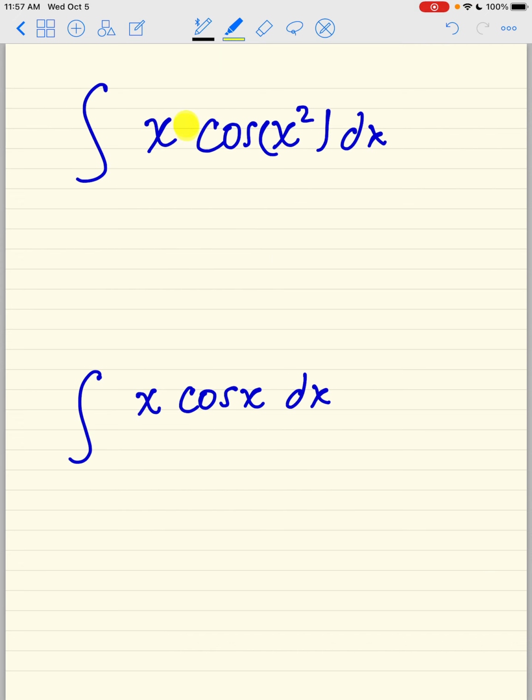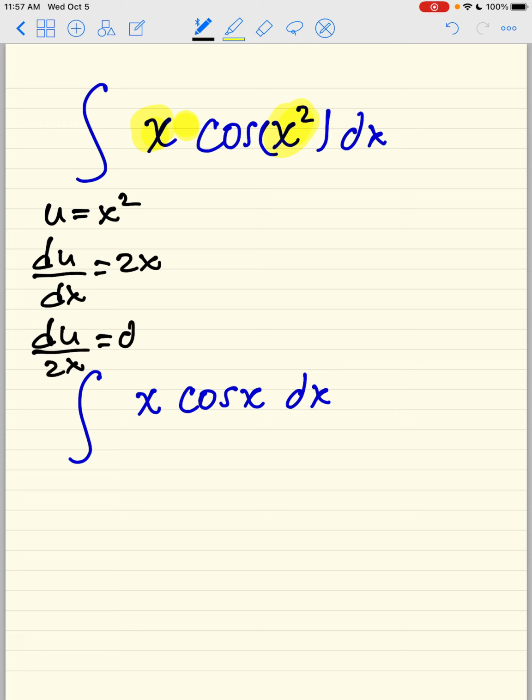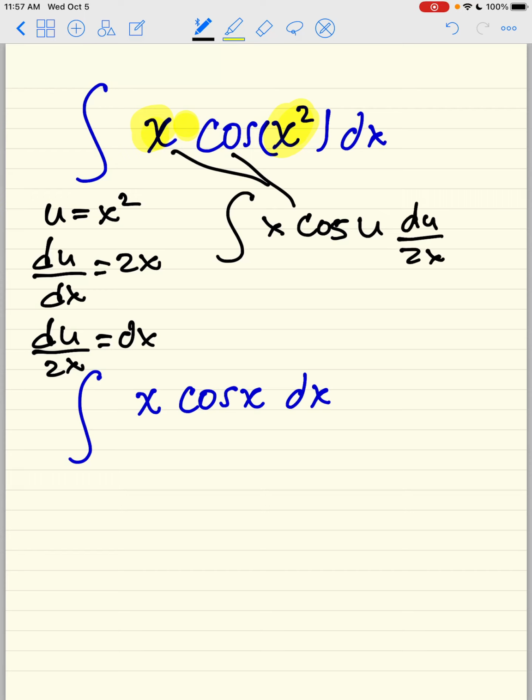This is a product, so it reminds me of integration by parts, but just like the exponent differed by 1 when we were talking about exponential functions, the angle differs by 1. This is x squared, this is x, so that tells me it is not an integration by parts. So what you do here is you just set u equal to the angle, du/dx equals 2x, du over 2x is equal to dx by cross multiplying. That goes here, that goes here. You changed x squared to u, dx becomes du over 2x.